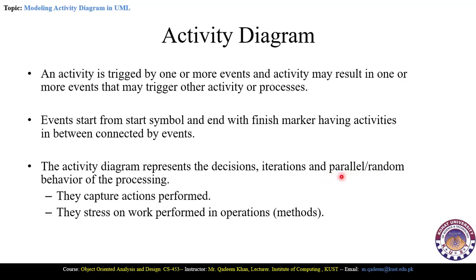The parallel activities are executed at once. All activities are executed in one unit of time, while the random activities are picked up by the computer randomly. That means the computer picks some activities or skips other activities. So there is a random selection of those particular activities. Now, activity diagrams capture actions performed. So all actions are performed using the activity diagram. Also, they stress what's performed in operations or methods. When the function is executed or the method is called, then the activity is performed here. So an activity diagram also represents certain operations or methods.